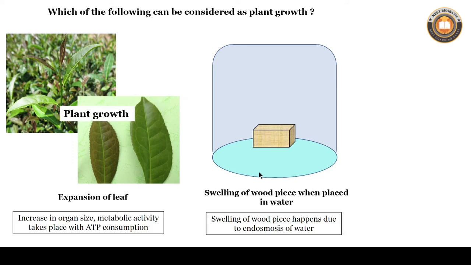As there is an increase in organ size due to metabolic activity which takes place with the help of ATP consumption, while the swelling of the wood placed in water happens due to the endosmosis of water. So there is no metabolic reaction which is causing the swelling of wood.